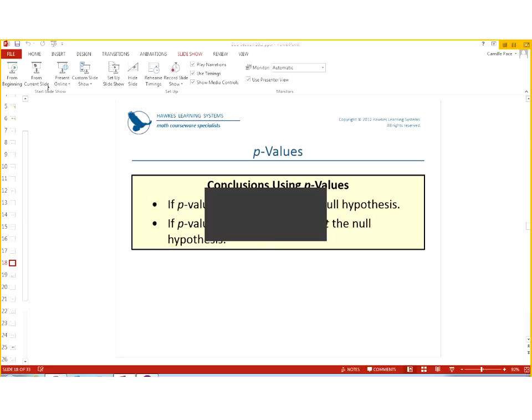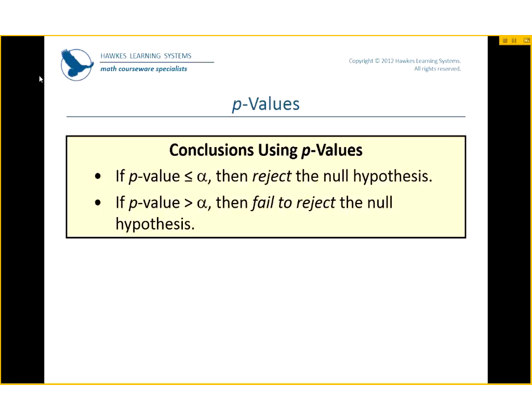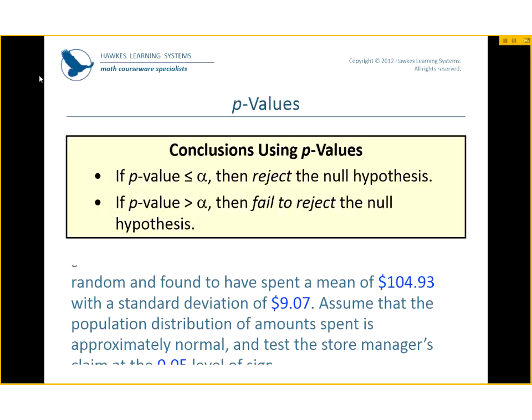Alright, so here we go. These p-value rules have not changed from 10.2. If the p-value is less than or equal to alpha, then you reject your null. But if your p-value is greater than your alpha, you fail to reject the null. So let's look at this.